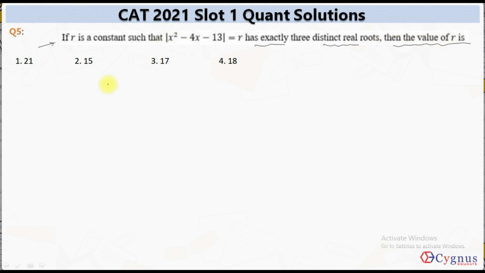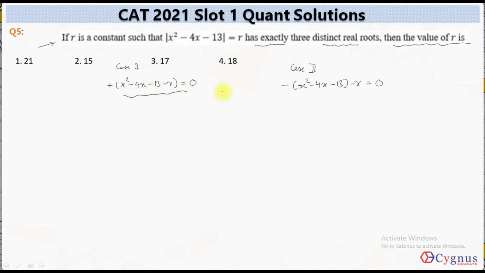Now mod means I'll have to take both the signs. I'll take plus sign here. This becomes x square minus 4x minus 13. I'll bring r on this side also. So this becomes minus r is equal to 0. This would be the case number 1. Case number 2. I'll take negative sign. When you take negative sign, this becomes minus of x square minus 4x minus 13 and minus r is equal to 0.